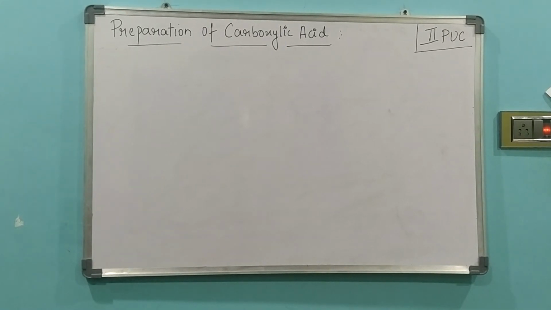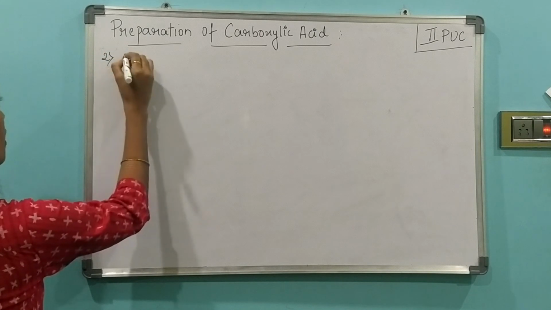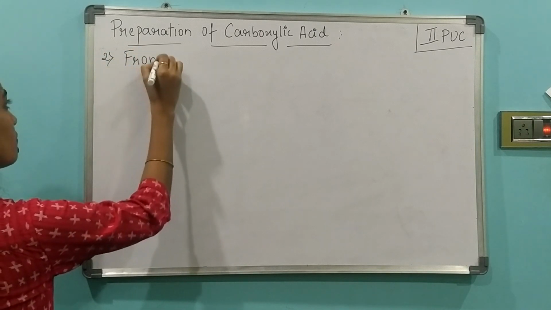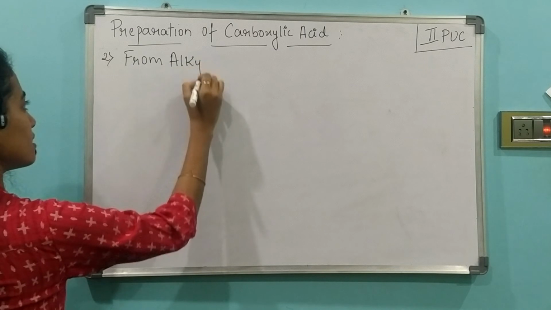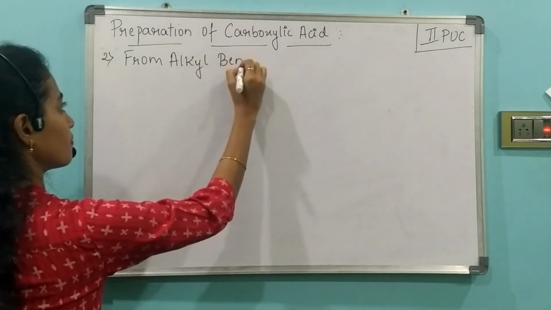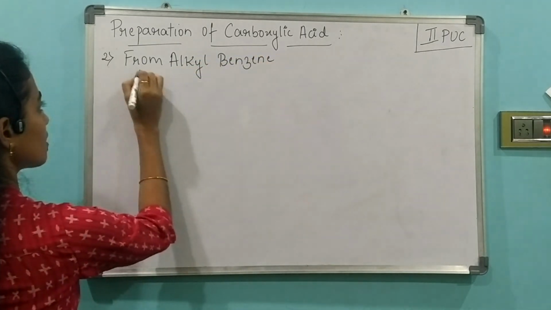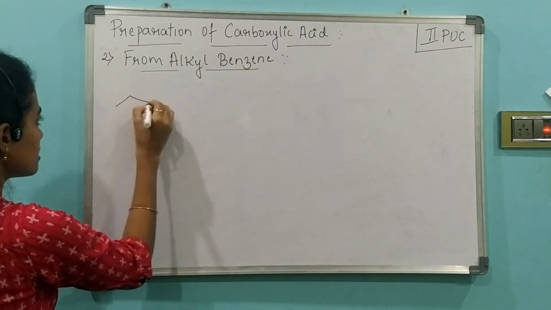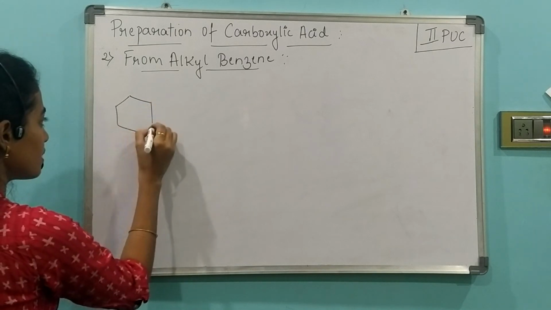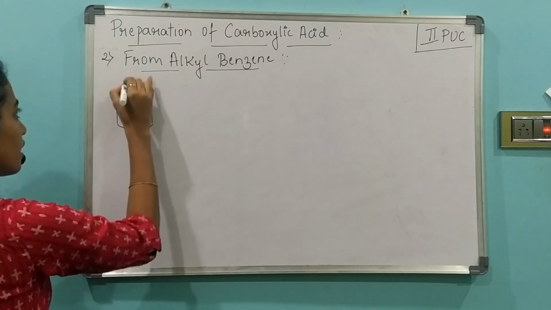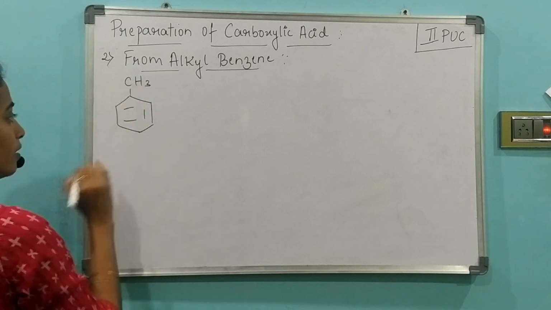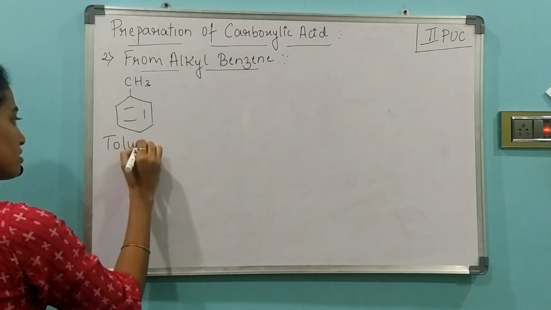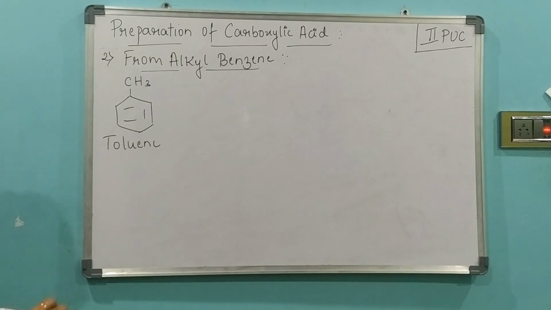Second method is preparation of carboxylic acid from alkyl benzene. You will be preparing carboxylic acids starting from alkyl benzene. What is alkyl benzene now? Let me take an example. It is a benzene ring and an alkyl group attached on it. The common name for this compound is toluene, or you can call it a methyl benzene.